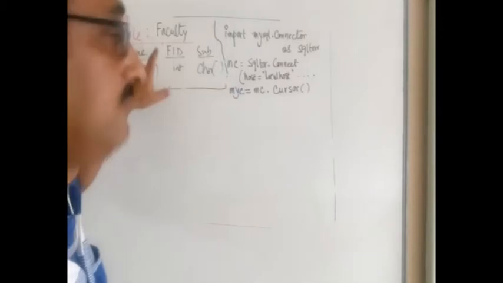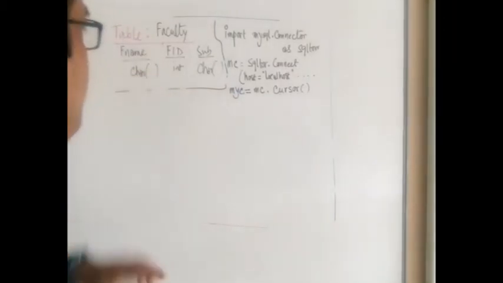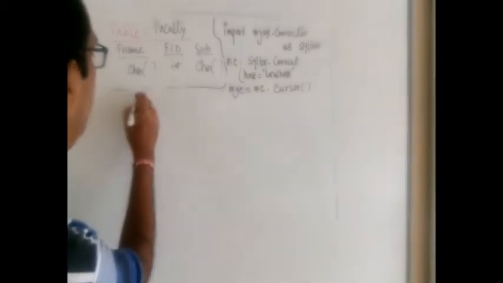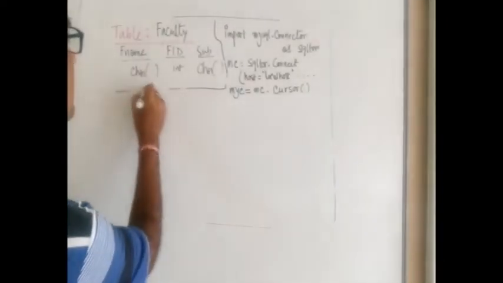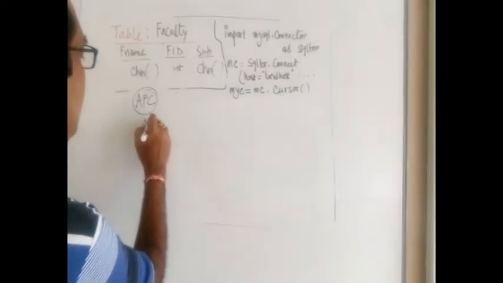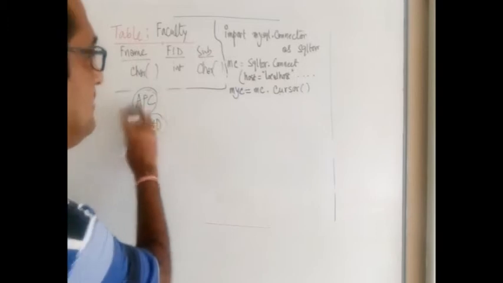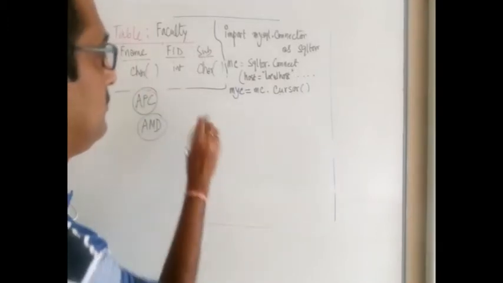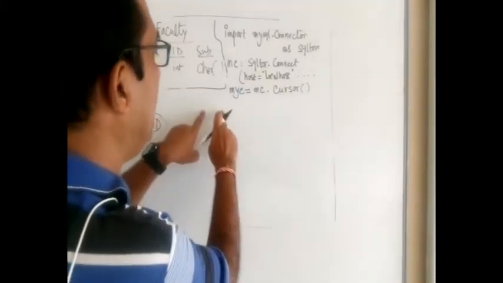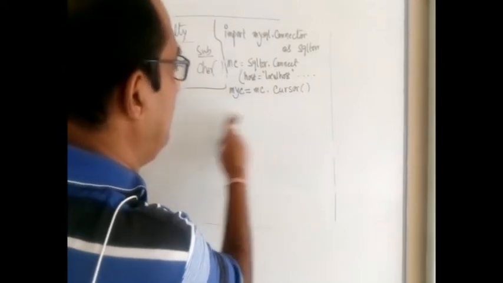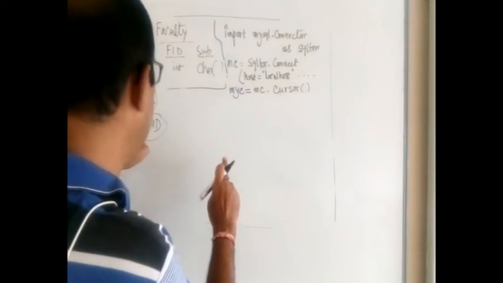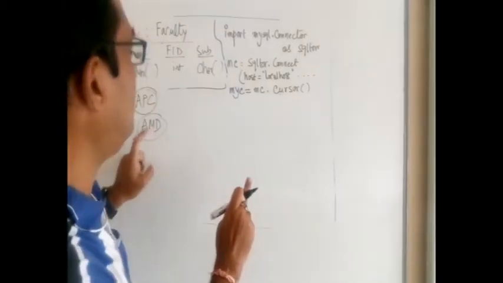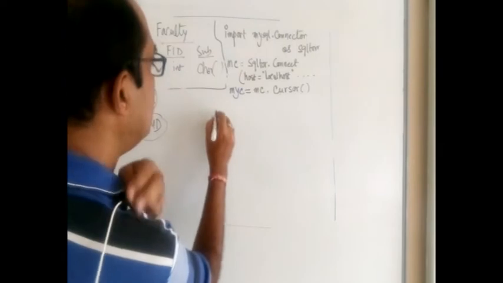If we have a faculty table, and imagine there was a faculty named APC, and I want to replace this name as AMD. That is what I was trying to do. So in normal circumstances, we'll write update table name, update faculty, set fname equal to this, where fname equal to whatever.